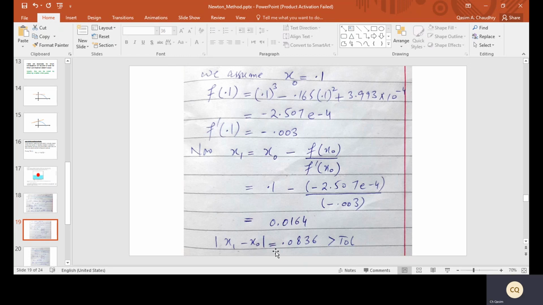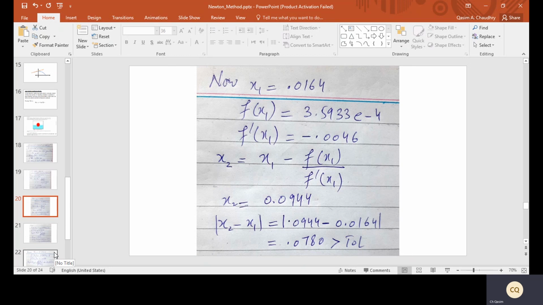So this absolute value is equal to, students, the initial value was 0.1, and the next value x1 was 0.0164. So the answer is 0.0836, and this is greater than the value of tolerance. Since this is greater than tolerance, you must find out the next value.